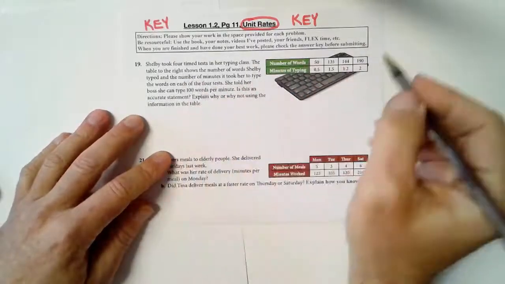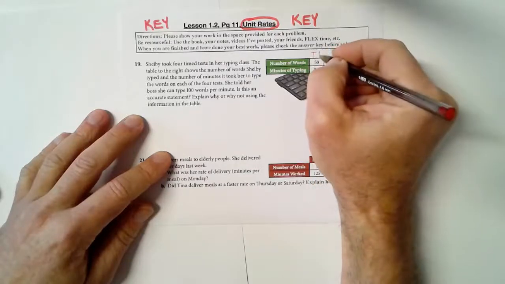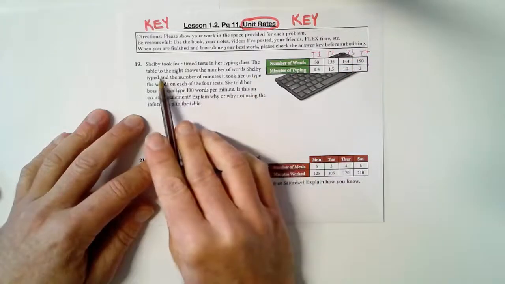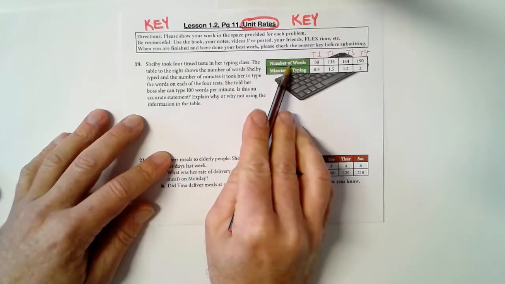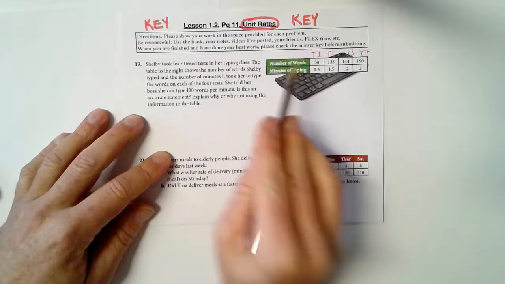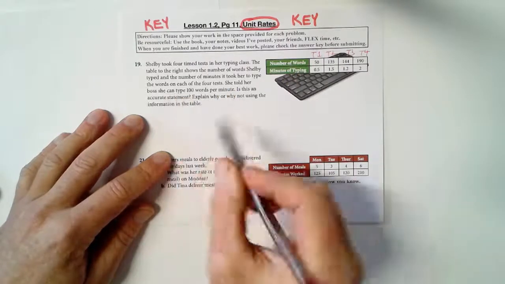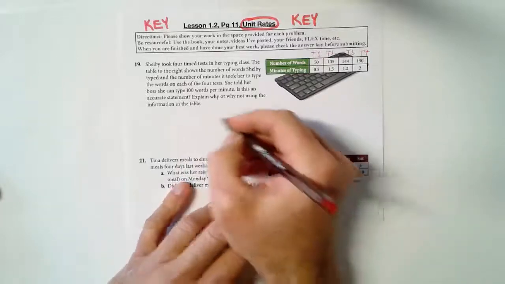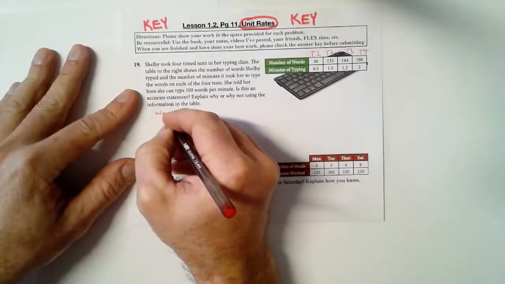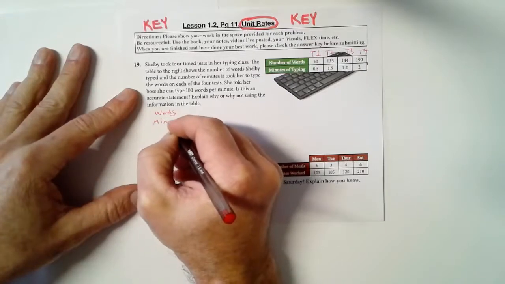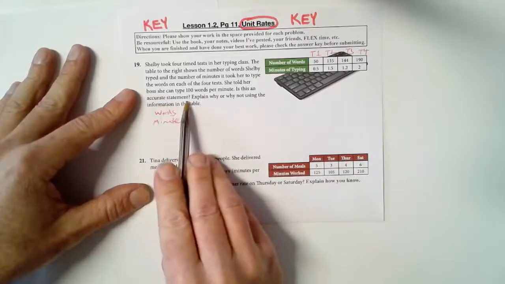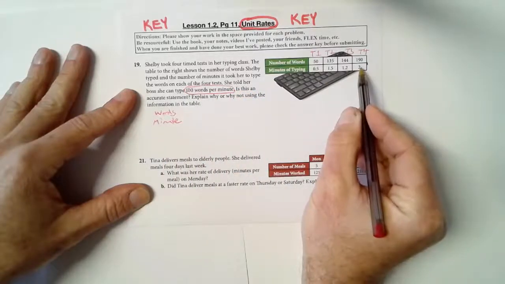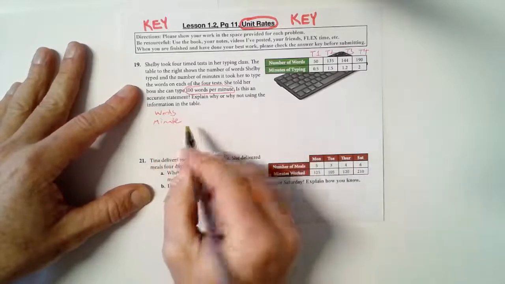Okay, she took 4 tests. Test 1, test 2, test 3, test 4. This table shows the words and the time. She told her boss she could type 100 words per minute. So let's take this table, words per minute. Is this an accurate statement? Meaning, if we look at her 4 timed tests, we should be able to explain yes or no.